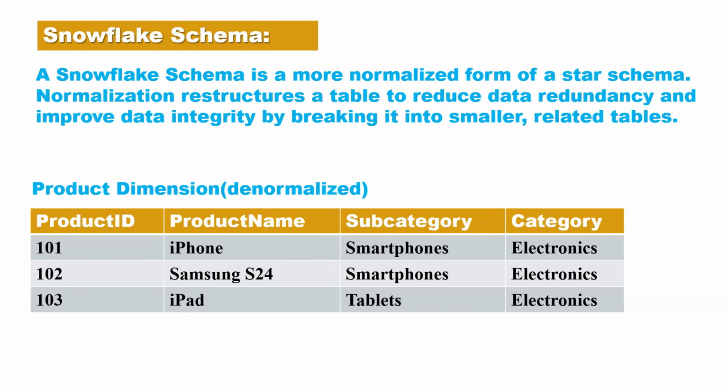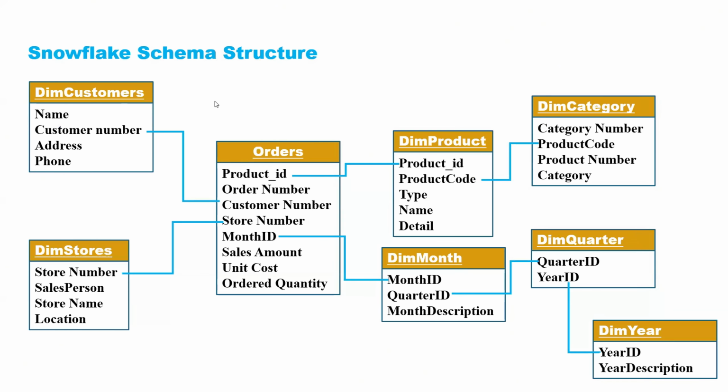When we split the table into related subtables, each attribute is stored only once. For instance, smartphones can be stored once in a subcategory table, and electronics stored once in a category table. This reduces duplication and results in a cleaner data model. Snowflake schema structure. A snowflake schema still has a central fact table, but its dimensions are further normalized into subdimensions, giving the model a shape that resembles a snowflake.